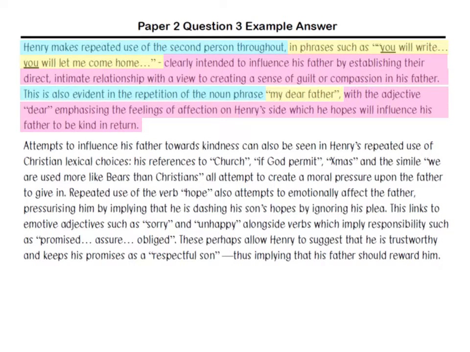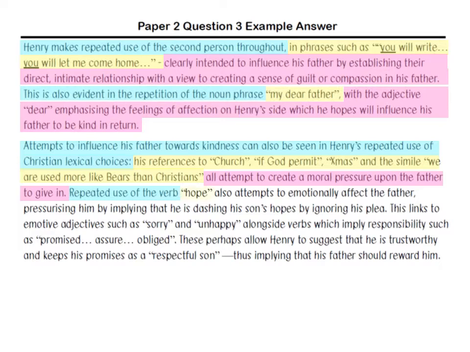So let's see how this patterns out again. Attempts to influence his father towards kindness can also be seen in Henry's repeated use of Christian lexical choices. So this just means words which are to do with Christianity. So now we quote some. His references to church, if God permit, Christmas, and the simile, we are used more like bears than Christians, and then we're going to talk about them, all attempt to create a moral pressure upon the father to give in.